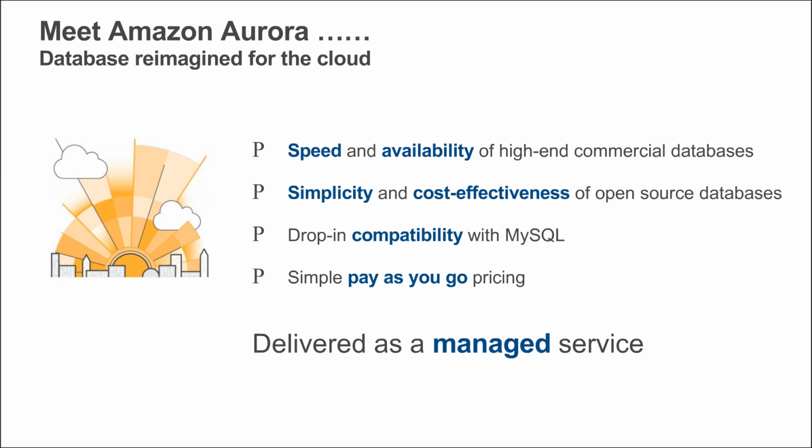In the end, you get Amazon Aurora. Speed and availability of high-end commercial databases. If you look at that RAC system, you really don't need it anymore. But coming with it is the simplicity and cost-effectiveness of open source. There's no big licensing fees that come along with Aurora. It's simple pay-as-you-go. And to top it all off, you get drop-in compatibility with MySQL.